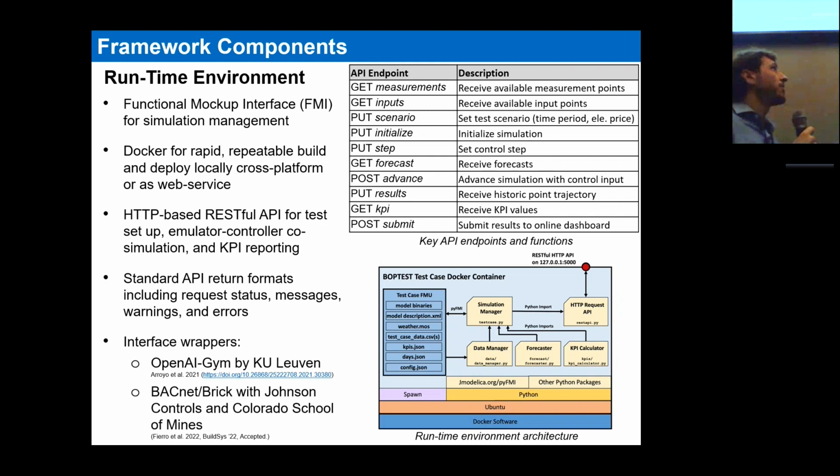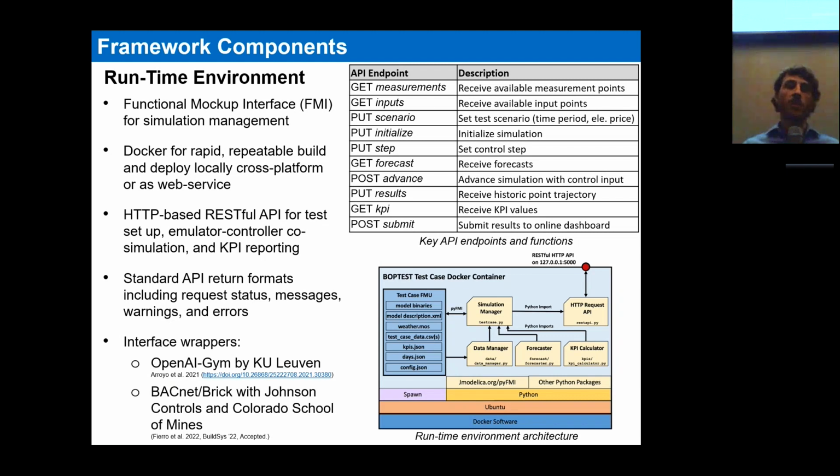So for instance, through the API, you can do things like receive the available measurement points in the virtual building, and the available control points, the inputs that a user could write to within the building using their control. You can set up different test scenarios that we define based on the virtual building that's chosen. You can initialize the simulation at particular points. You can set the control step, or the simulation step that's taken each time.